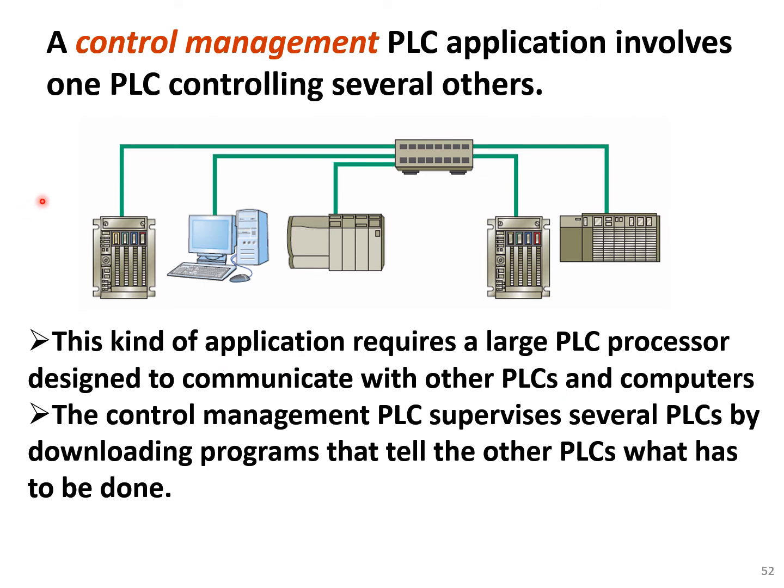A control management PLC application involves one PLC controlling several others. Okay, so we have, let's say, one central PLC that communicates and controls other PLCs on other processes and stations. This kind of application requires a large PLC processor designed to communicate with other PLCs and computers. The control management PLC supervises several PLCs by downloading programs that tell the other PLCs what has to be done.